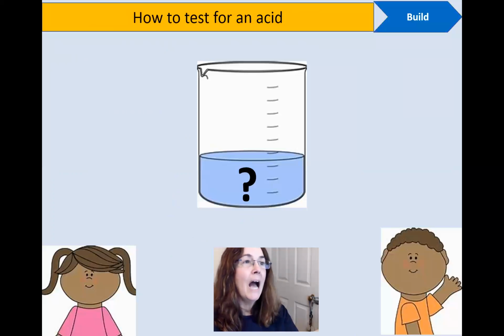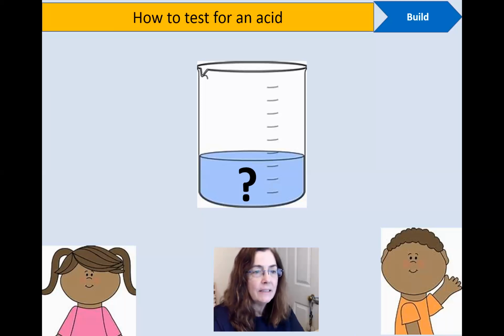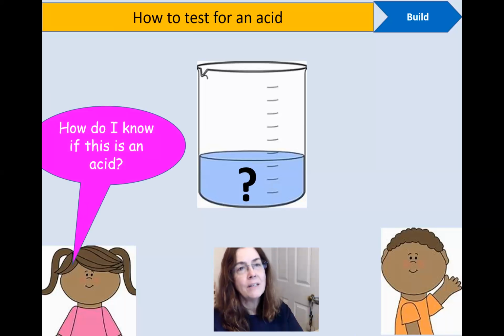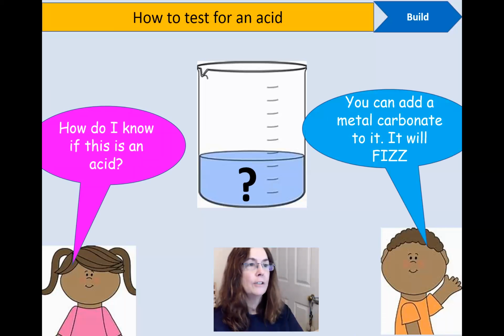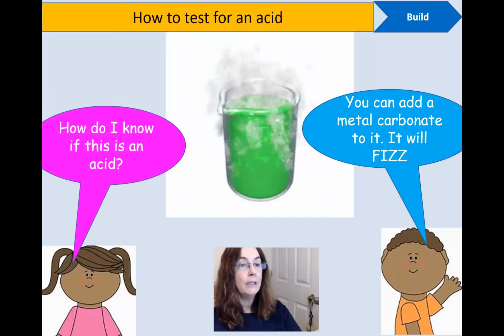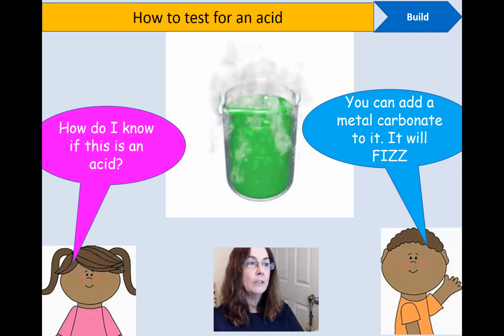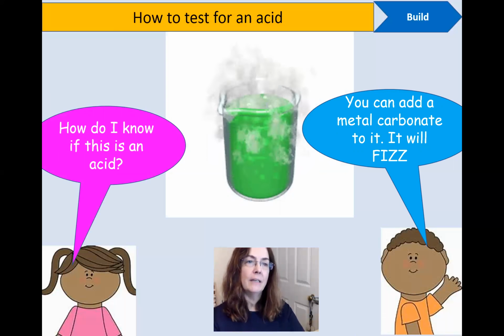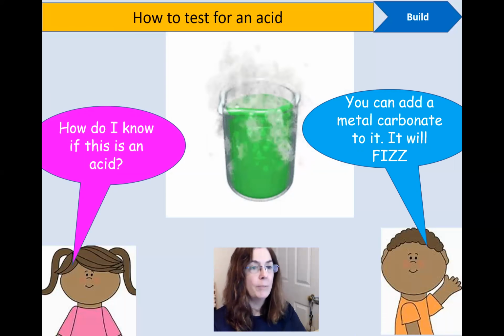Okay, so how do we test for an acid? How do we know what's in that beaker? How do I know this is an acid, says the student. Well, you can add a metal carbonate to it. It'll fizz. So if we add a metal carbonate, we should see fizzing if it's an acid. So that's how we can test for an acid, adding a known metal carbonate.